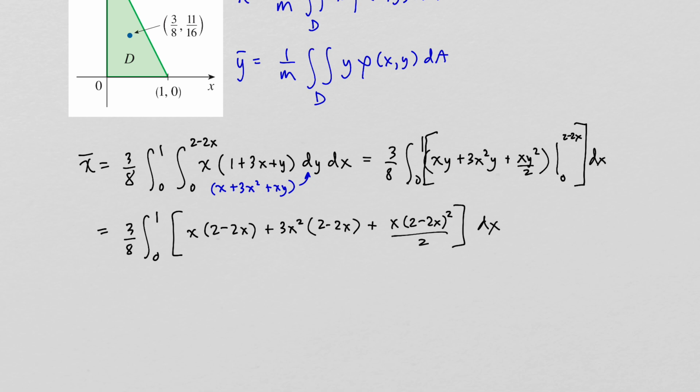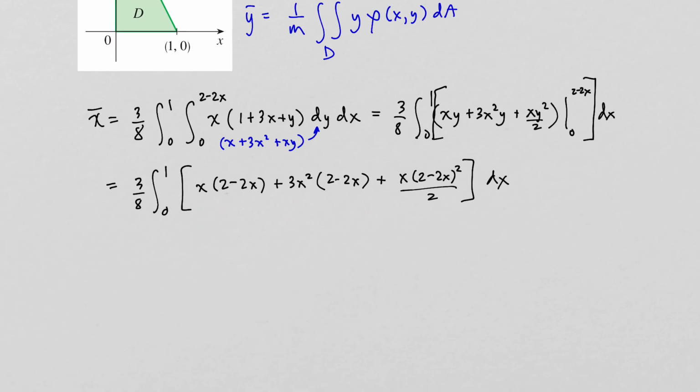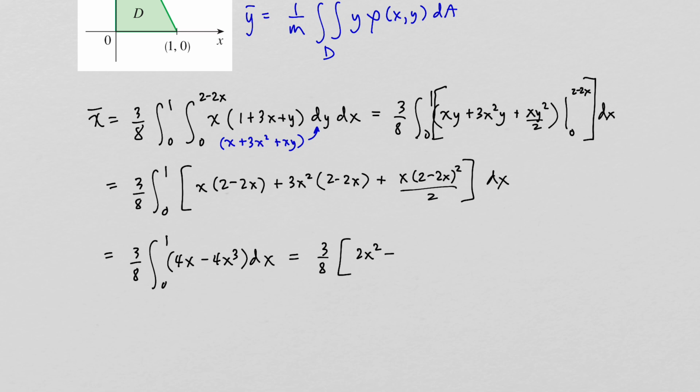Okay, I'm going to multiply this out and combine like terms, but I'm going to do that off camera because that's a bit of tedious work, and then you can check it. All right, so here we are, simplified quite nicely. Now this is 3/8, and we'll perform the integration here. Integral of 4x is 4x squared divided by 2, which is 2x squared, and then minus 4x to the 4th divided by 4, which is x to the 4th. And this goes from 0 to 1. And this is 3/8 times 2 minus 1, which is 3/8. So the x coordinate of our center of mass is 3/8.